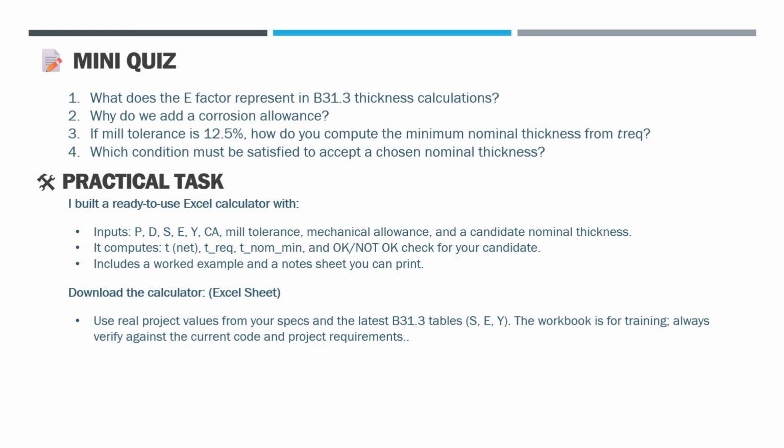Practical task, calculator demo. To make this simple, I've prepared an Excel calculator. Inputs: P, D, S, E, Y, CA, A, mill tolerance, mechanical allowance, and candidate nominal thickness. Outputs: net thickness t, required thickness t_req, minimum nominal thickness t_nom_min, and an OK/not OK result. It also includes a worked example and a notes sheet you can print for training.